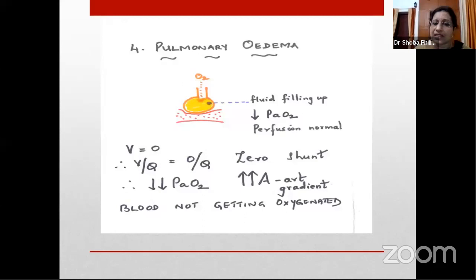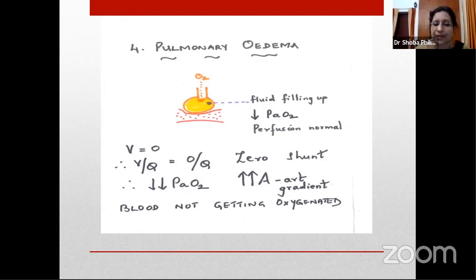What happens in pulmonary edema? Here, the fluid is filling up the alveoli. So the partial pressure of oxygen is very low in the arterial blood because the oxygen is not being able to be delivered to the capillary, but the perfusion is normal. So if you extrapolate it to the ratio V by Q, it is 0 by Q. So it is a shunt. So here there is a severe increase in alveolar arterial gradient because the blood is not getting oxygenated.